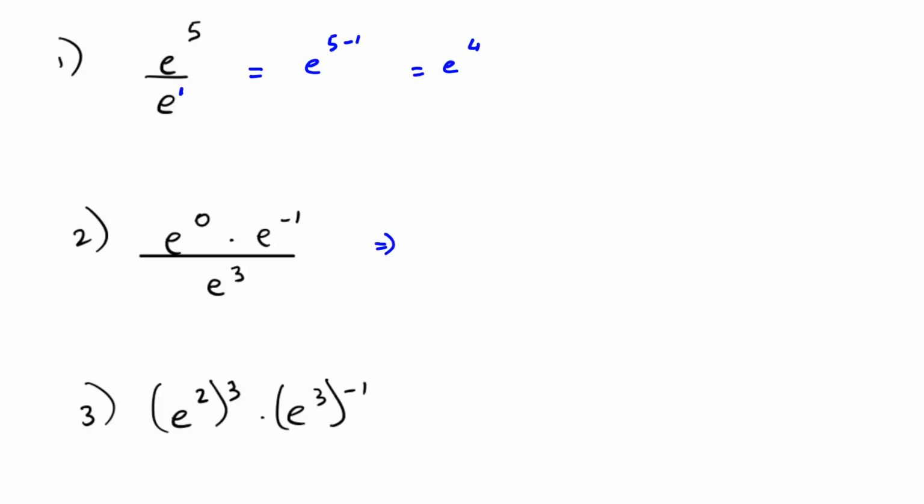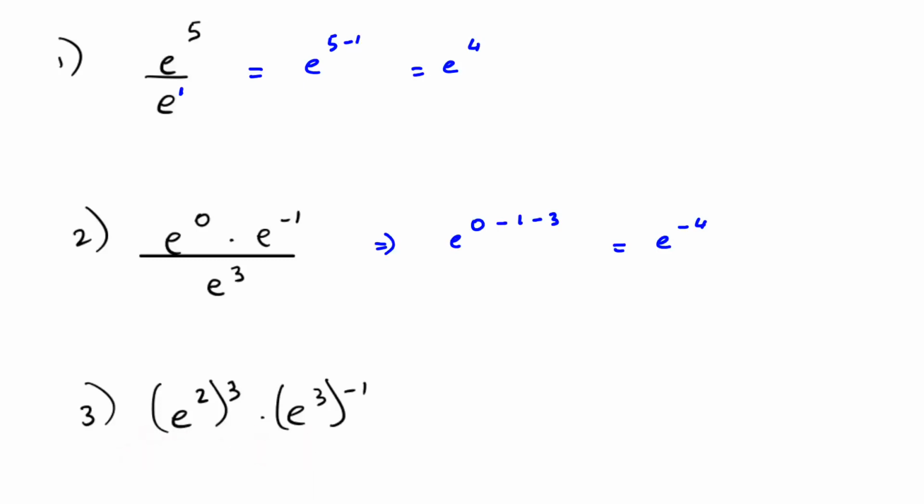The second one, we have multiplication and division. This dot here tells us it's multiplication. So e to the power of 0 plus minus 1. So we just write the sign that is there. And this is division, e to the power of 3. So when I bring the power up, it's going to be negative. This will give us e to the power of negative 4.